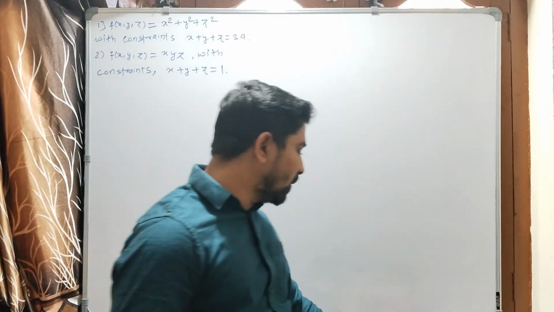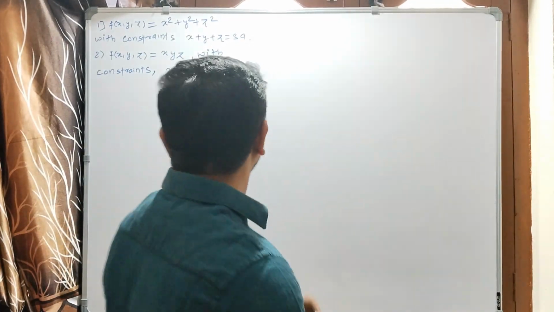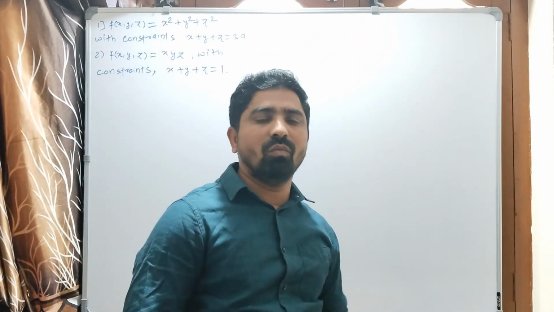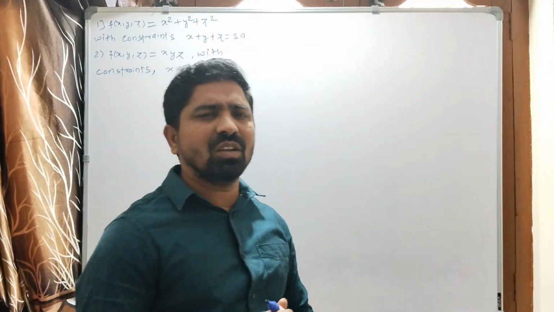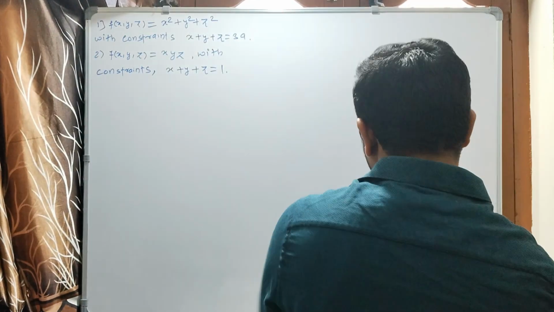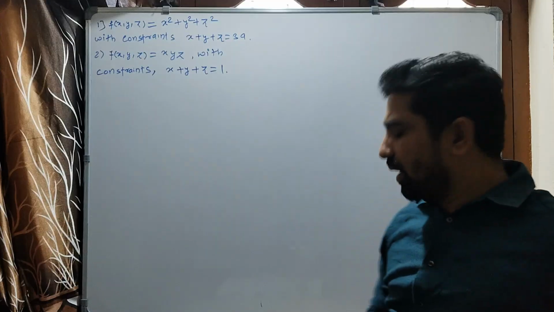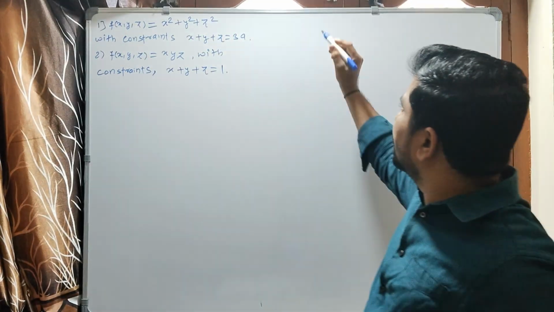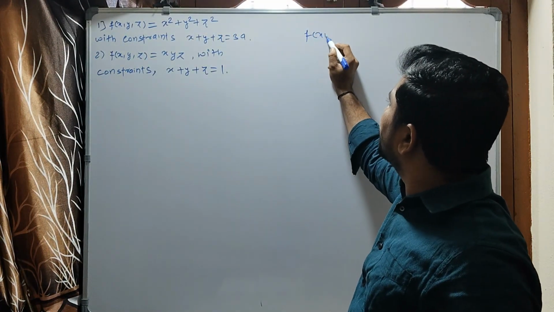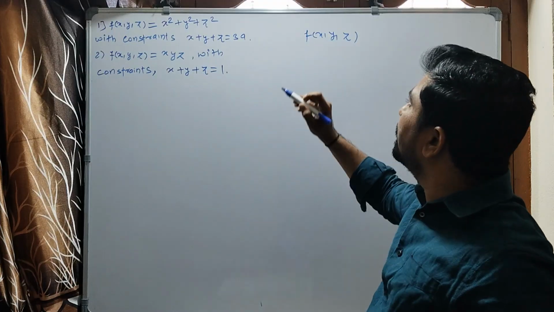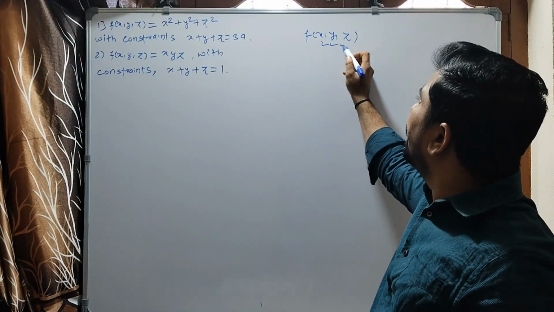Hi friends, in this video I am going to solve the maxima and minima of a function with respect to a relation, or we can say a constraint. Sometimes they will ask: find the maxima and minima of a function with respect to the constraint. Let's say this is my function f(x, y, z) in three variables x, y and z.